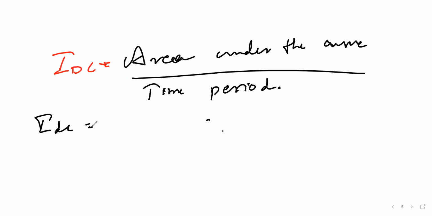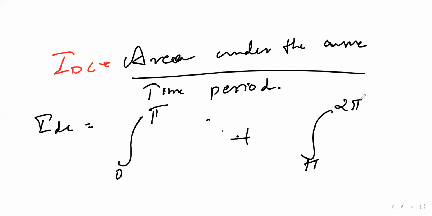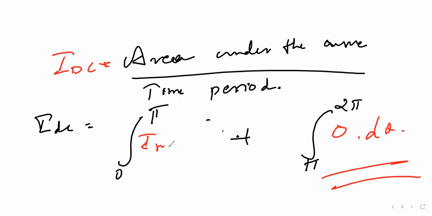Normally we know the definite integral, right? So here also 0 to pi is one waveform. And then the other is pi to 2 pi. But we already know the value for pi to 2 pi is 0. So 0 dθ I will put here, and obviously this part is 0, I don't need to care. So only 0 to pi, and that value I also know: Im sin θ dθ.